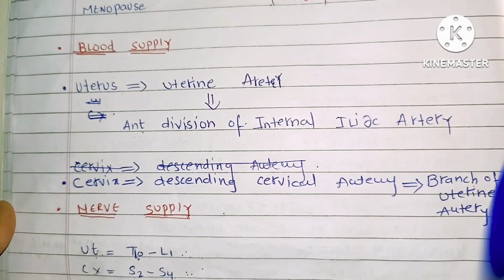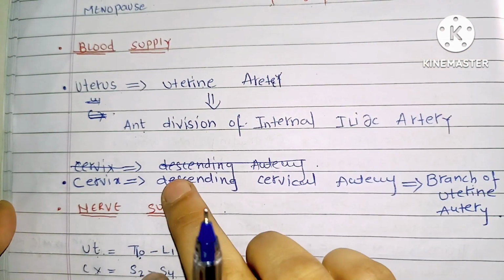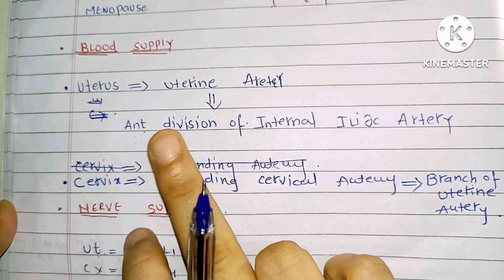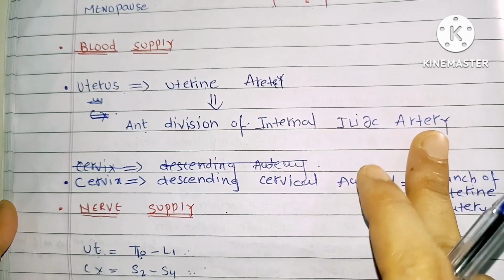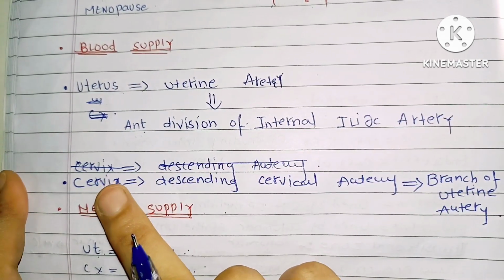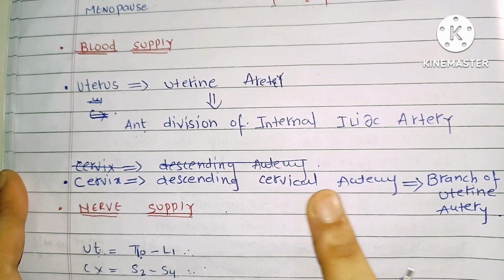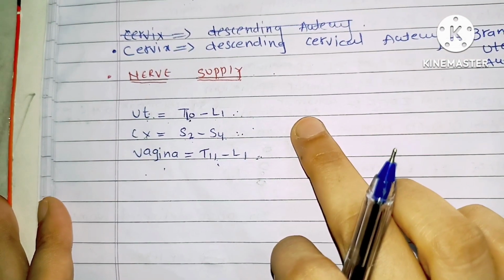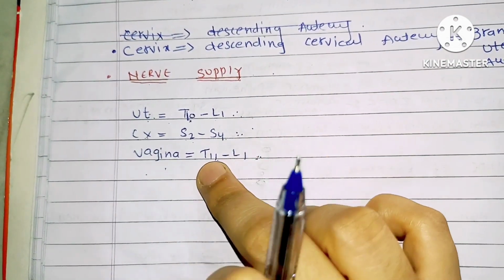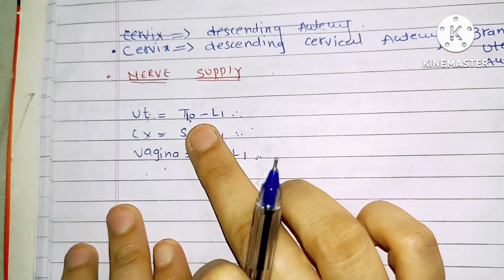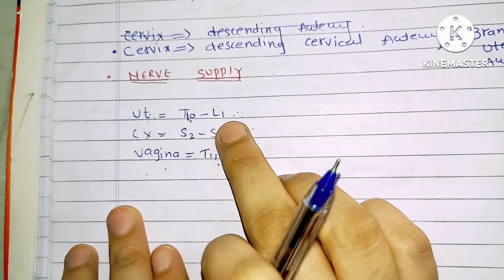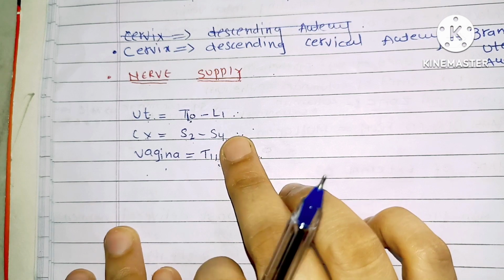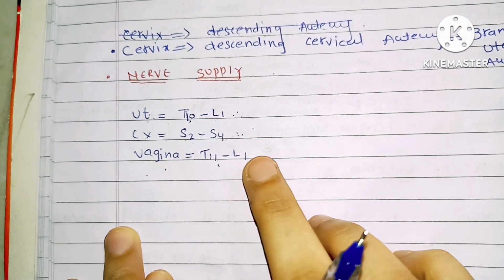Now coming to its blood supply. The blood supply of the uterus is through the uterine artery, and the uterine artery is a branch of the anterior division of the internal iliac artery. This you have to learn by heart. The cervix is supplied by the descending cervical artery, which is again a branch of the uterine artery. Now coming to the nerve supply of uterus, cervix and vagina. The uterus is supplied through segments T10 to L1, the cervix is supplied through S2 to S4 segments, and the vagina is supplied by T11 to L1 segments.